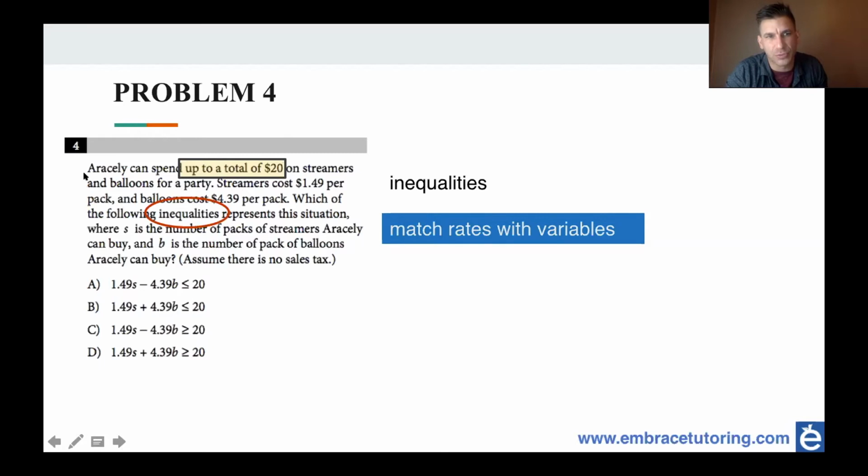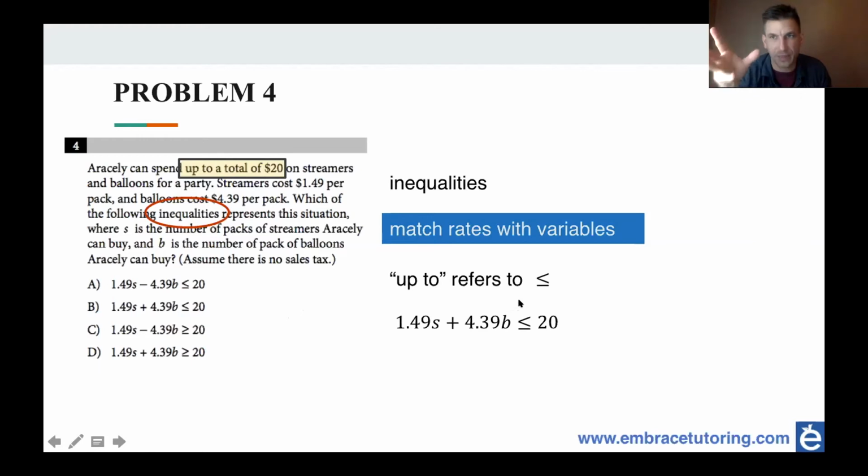It says streamers and balloons. It says Erasably can spend up to a total of $20 on streamers and balloons. That "and" is a plus. Right, so that's essentially a plus sign as I'm going. Remember, "up to" is referring to $20 regarding your inequality sign. That's the big thing as you're interpreting the problem. The word "and" is referring to the fact that it's going to be a plus sign, or the summation of both of those things together.